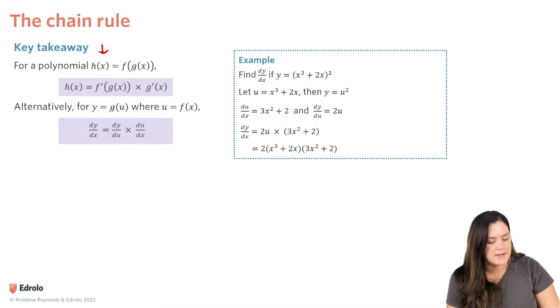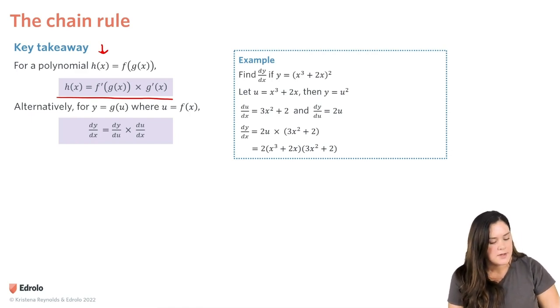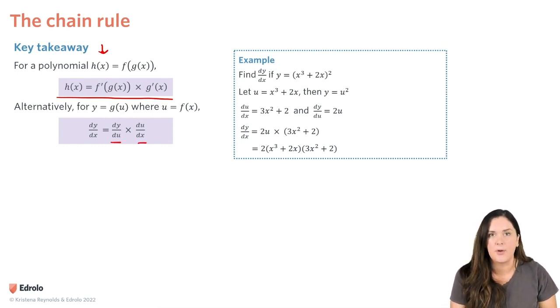What it looks like is this rule here, which probably doesn't mean much to you yet, but when we do an example, it will mean a little bit more. When we are using the other notation, dy/dx, we've got two different functions that we're going to multiply together. So I'm going to go to the example first, then the rules here make a bit more sense.